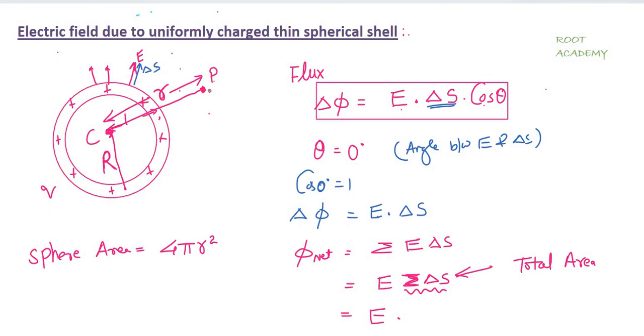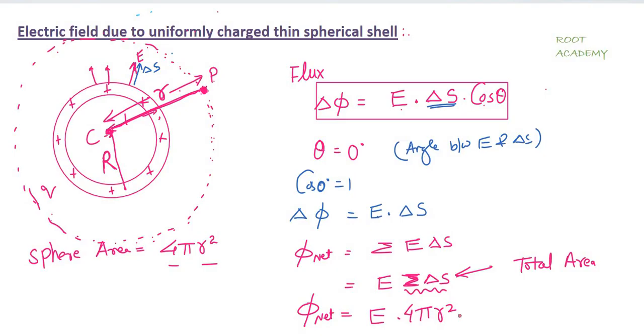Because I need to take the electric field at this point, I assume there is a sphere at this point of radius r. The area of this sphere will be 4 pi r square. So this is phi net, the flux we got from the basic definition. I hope you understood. Now we will find the flux using Gauss's law.